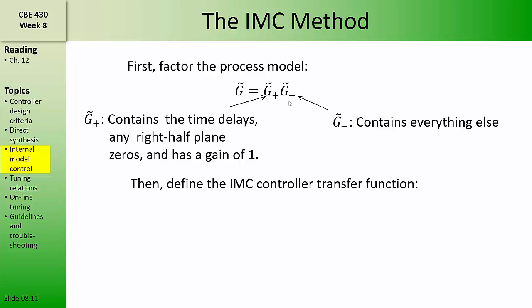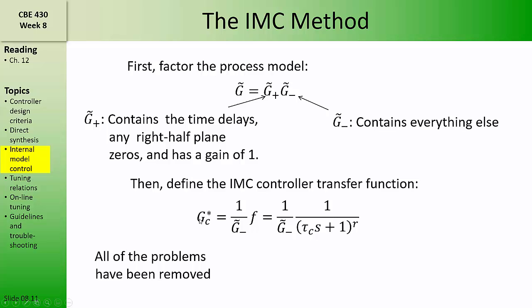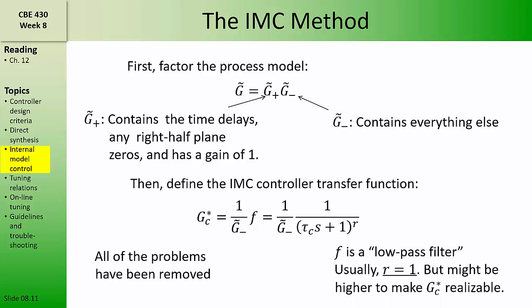Then we define the IMC controller transfer function as the reciprocal of G tilde minus multiplied by f, where f is a product of denominator time constants. Because the controller transfer function, which we call here GC star, does not contain the time delays or the right half plane zeros, all of the problems have been removed. This function f, which is a product of time constant terms, is referred to as a low pass filter. We'll understand the meaning of this terminology when we study the frequency response later on.